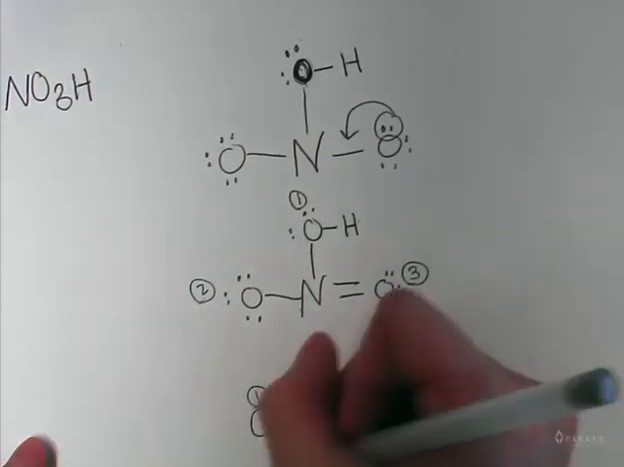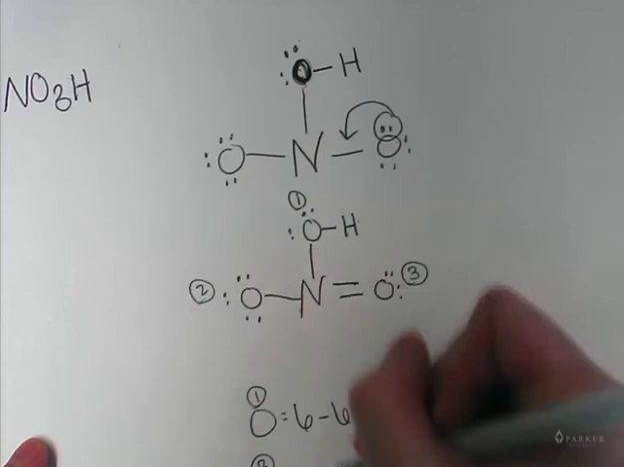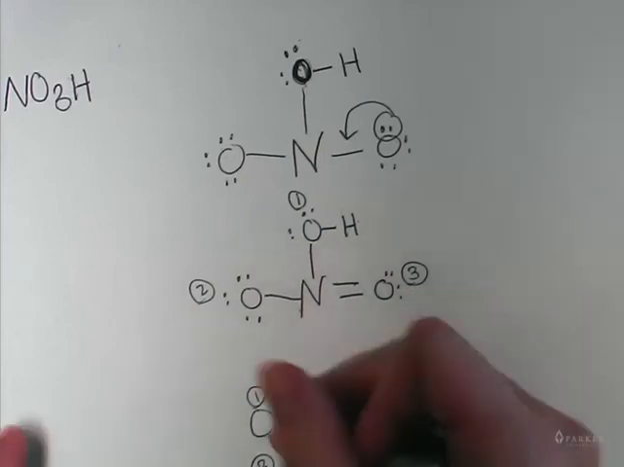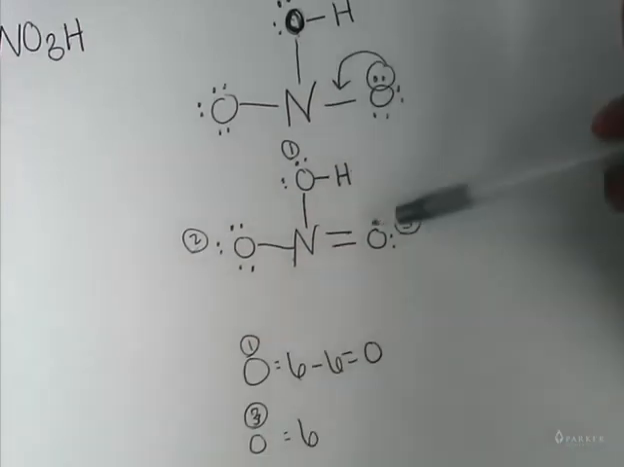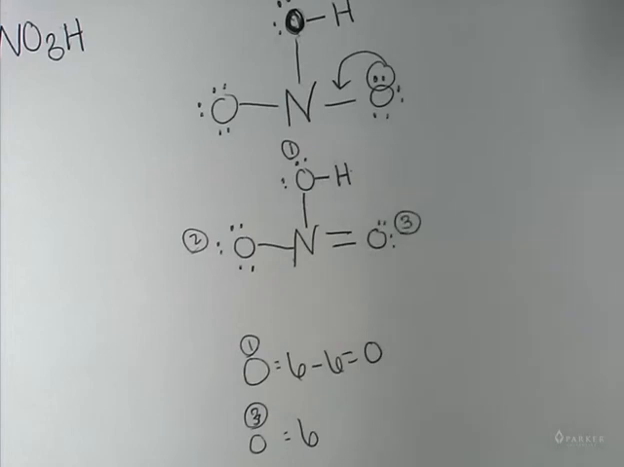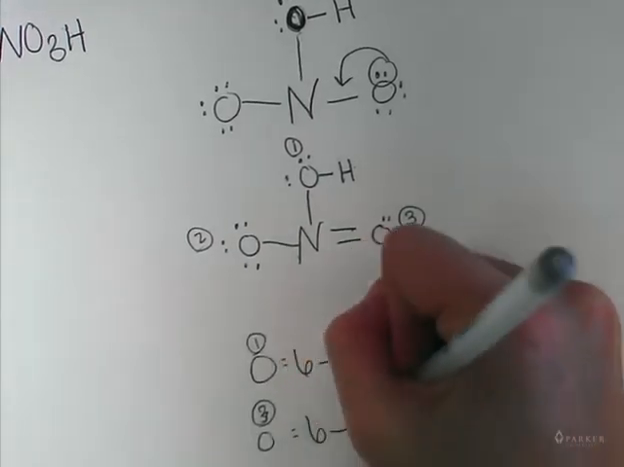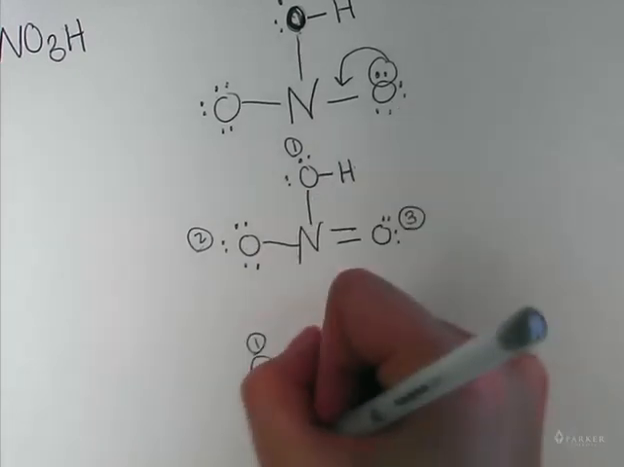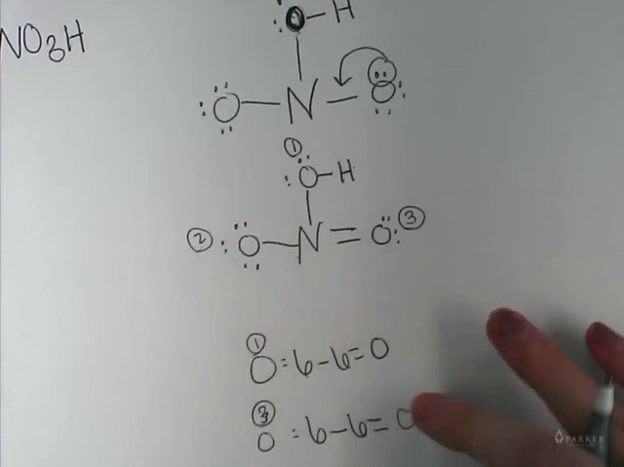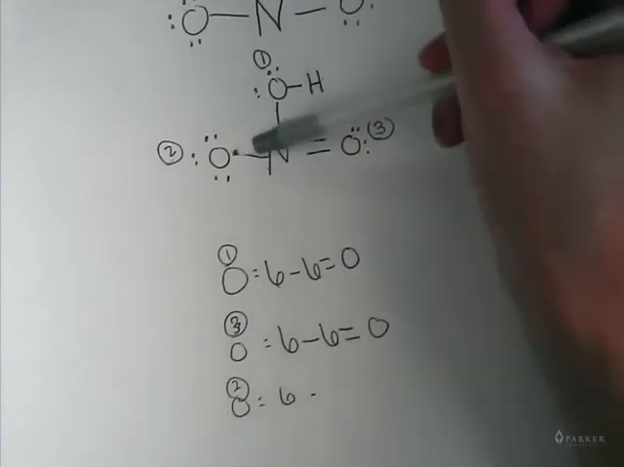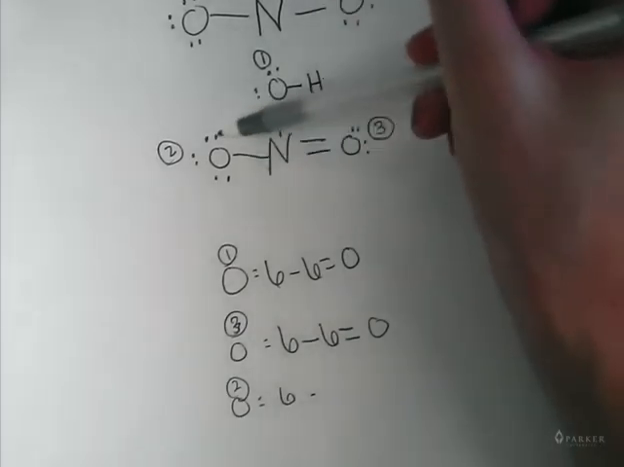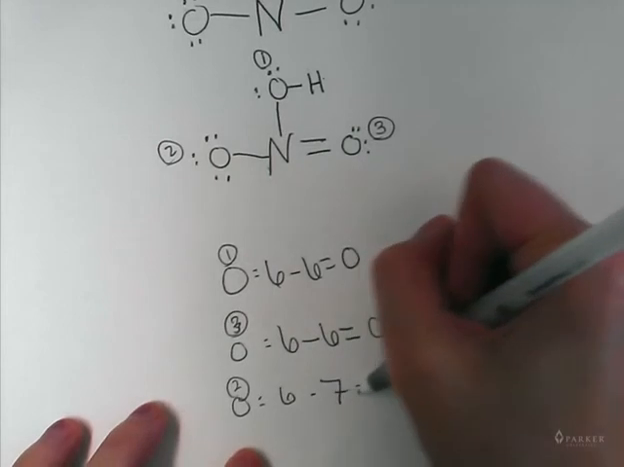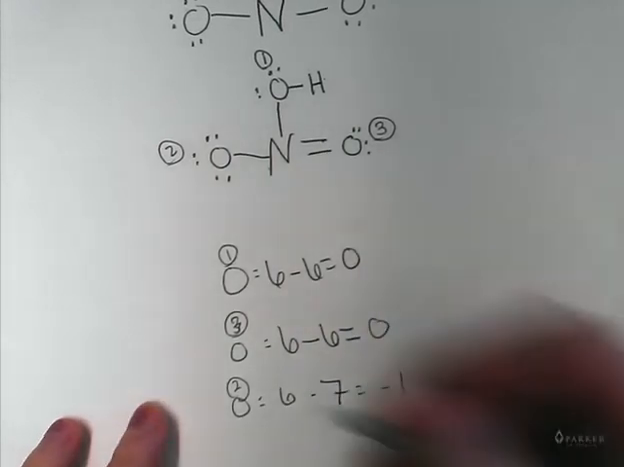Let's look at oxygen 3. So again, the valence electron should be 6. And how many do you count that is actually contributing? 6 again. 1, 2, 3, 4, 5, 6. Oxygen 2 should be 6 again. But what do you count? 7. 1, 2, 3, 4, 5, 6, 7, which gives us a -1.